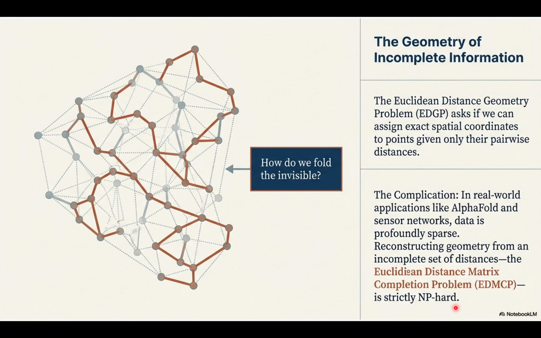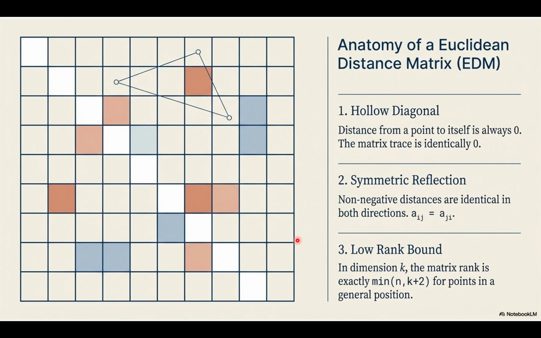Okay, let's unpack this. The matrix itself has a very specific anatomy, right? It's governed by a few strict, completely non-negotiable rules. First, there's the hollow diagonal. Meaning the distance from any point to itself is always zero. So the main diagonal running straight through the matrix is just a line of zeros. Which makes sense. I am 0 inches away from myself. Exactly. And second, we have symmetric reflection. The distance from point A to point B is the exact same as B to A. So the distance from my house to yours is the same as your house to mine.